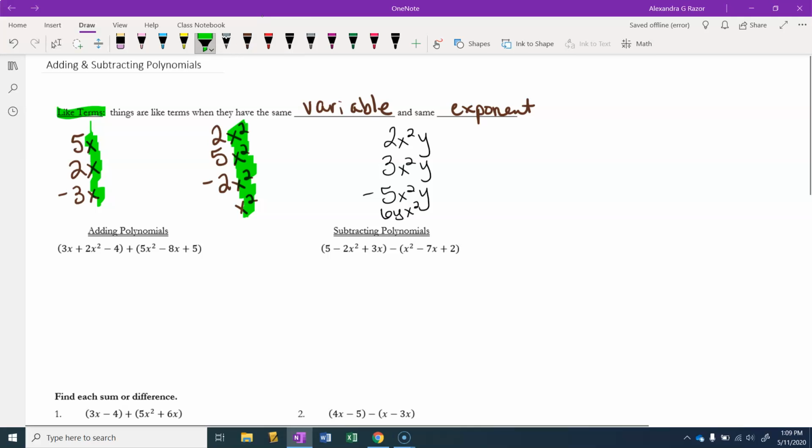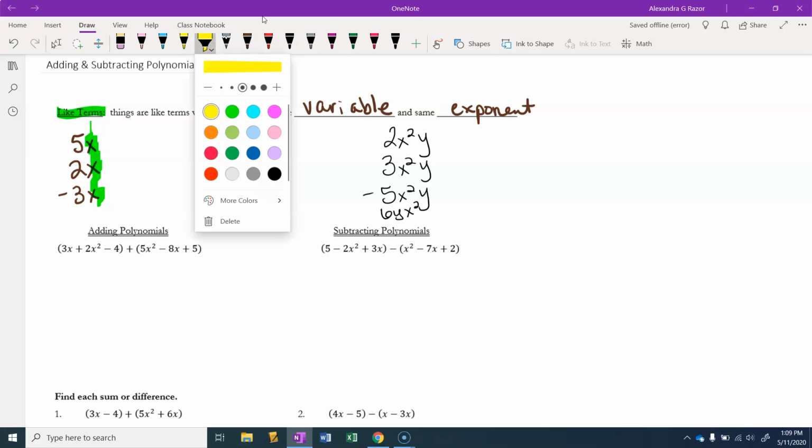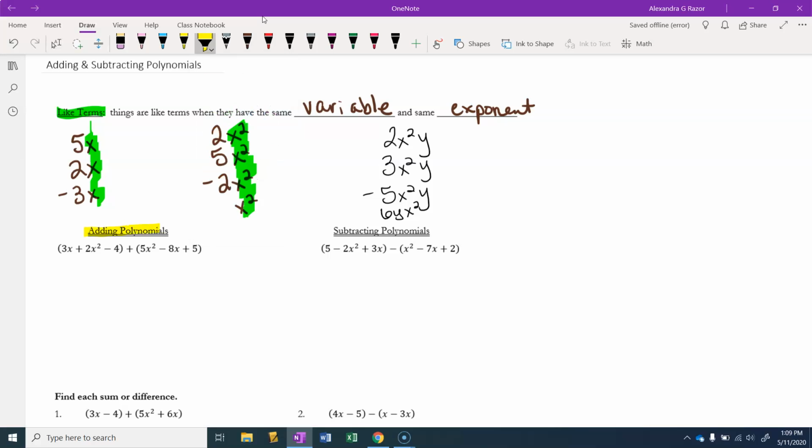Okay, there's two processes we're going to work on today. We're going to start off by doing some adding. And for adding, you have to figure out what can go together. So I always start with my biggest exponent. My biggest exponent is x squared, and that can go with 5x squared. So a 2x squared and a 5x squared is a 7x squared.